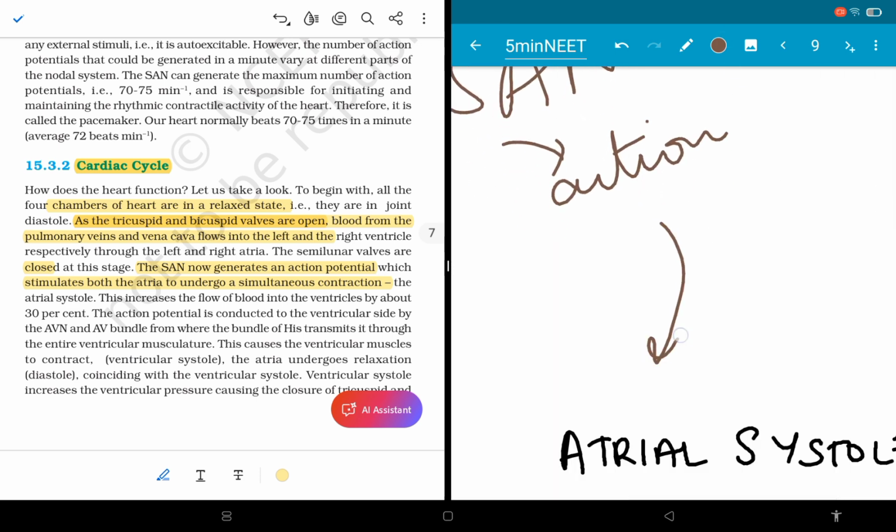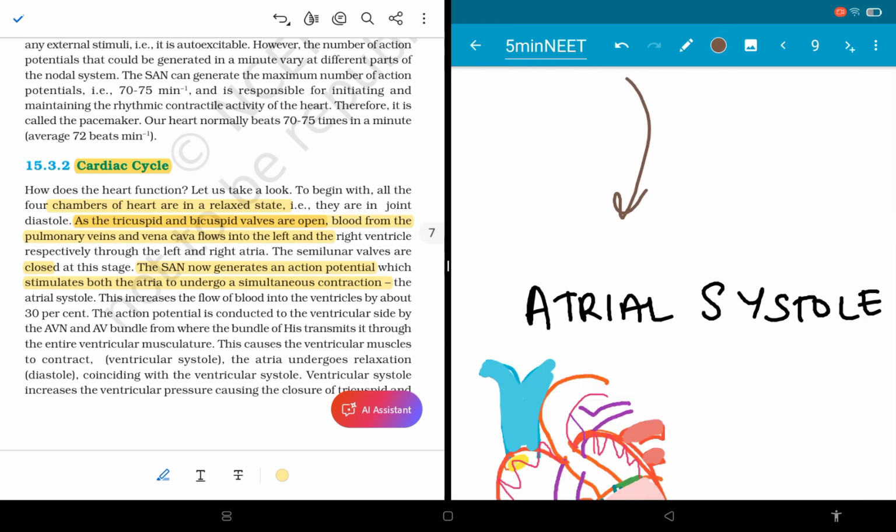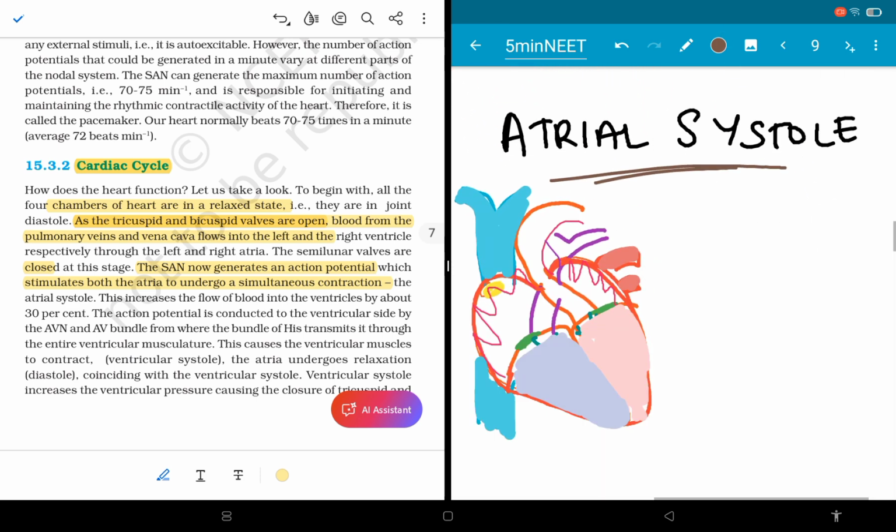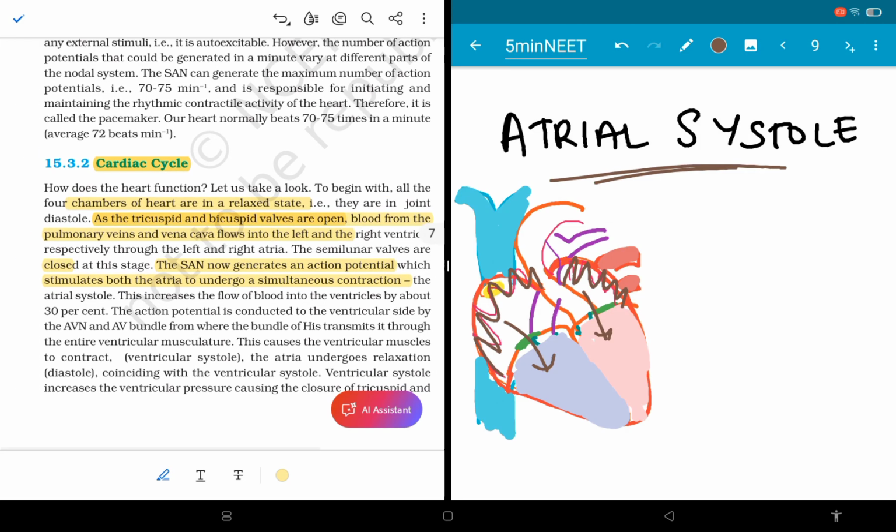The atrium will undergo contraction. Atrial systole happens. Both the atria simultaneously undergo contraction. So when they contract, even the remaining blood present inside the atrium will be pushed into the ventricle. So it is full of blood. Ventricles are full of blood because the atria are contracting and pushing the blood out to the ventricle.